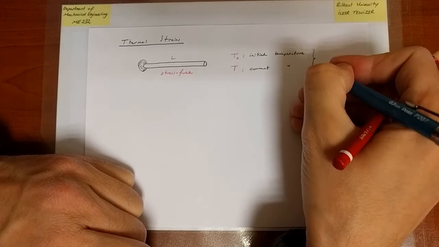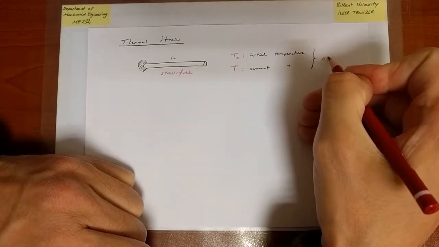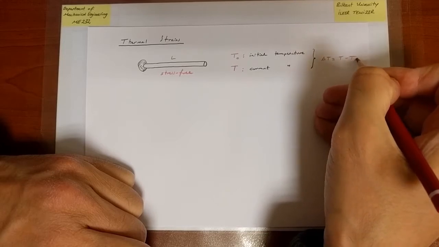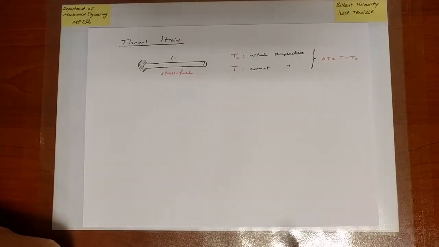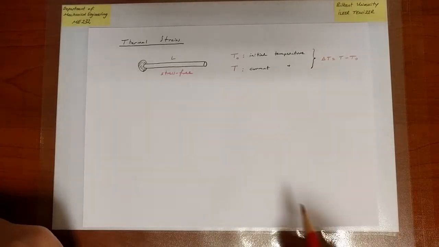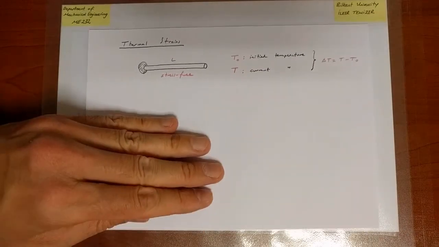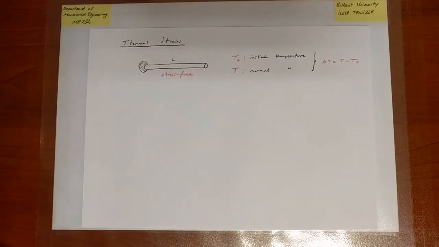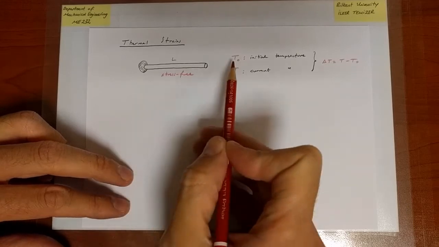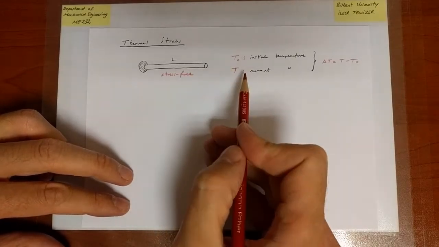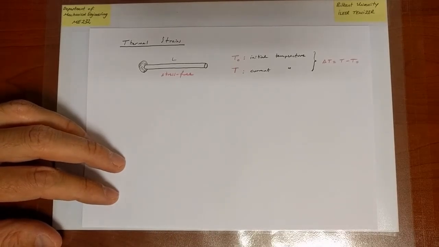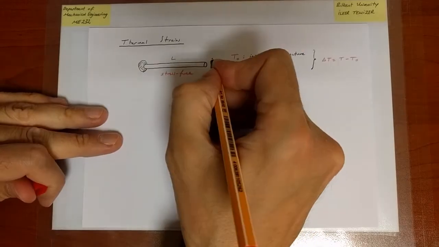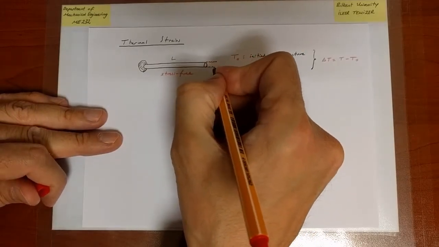And from these I can calculate or define that delta T is equal to T minus T0. That is our temperature change. It can be positive or negative depending on whether the temperature is increasing or decreasing. Okay, so that's our initial or our reference temperature, and T is our current temperature. And now what we do is we do an experiment where we have this rod, which is stress-free, at an initial temperature T0, and what we do is we change the temperature. And as a result of that, what we typically observe in an experiment is that the rod elongates.